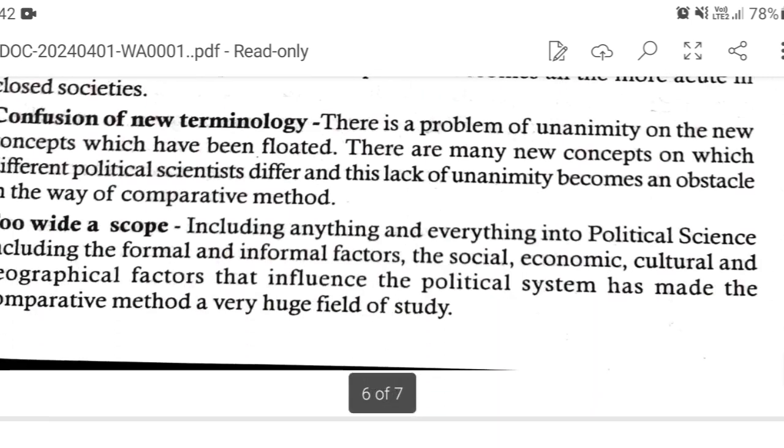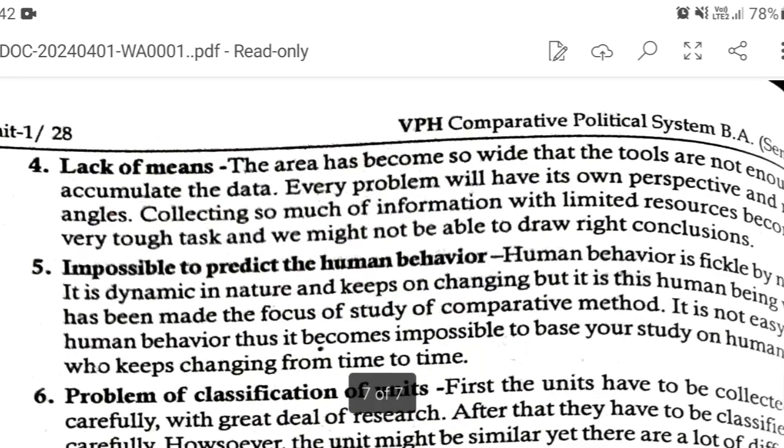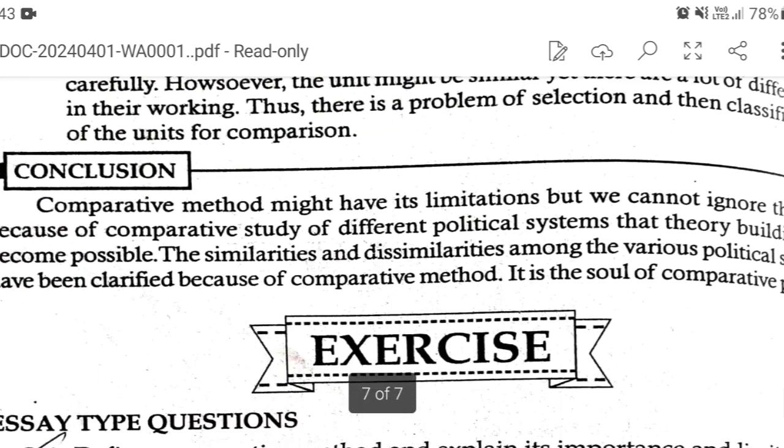Too wide a scope, it has made this scope of political science too wide. Then there is a lack of means, adequate tools to accumulate the data. Impossible to predict human behavior as it keeps on changing with changing times. Problem of classification of units. There is no proper classification of the units which need to be needed first, then after that what will be needed. So yeah, that's it for this video.